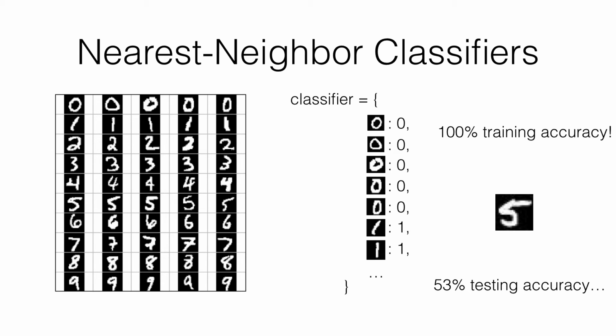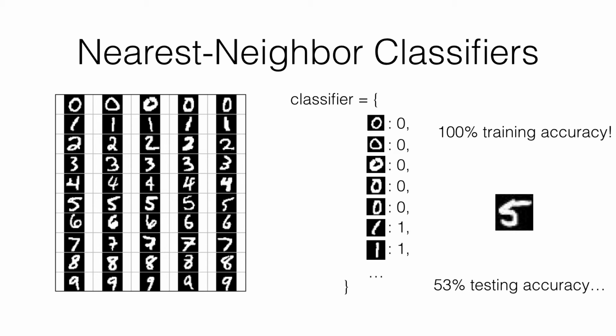It's going to then try to match it up to things that look kind of like it, like 5s and 6s. Maybe it looks like an 8. Maybe it looks like a 3. So a lot of times you see something like this where you actually get a much lower testing accuracy than the training accuracy.